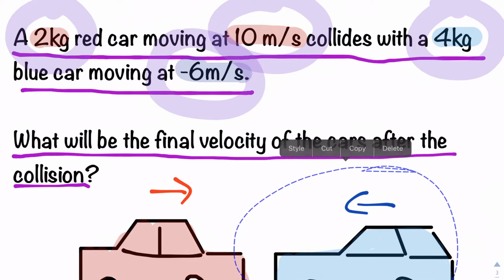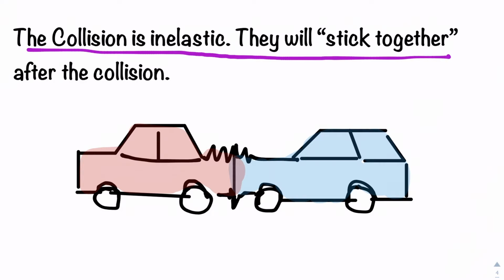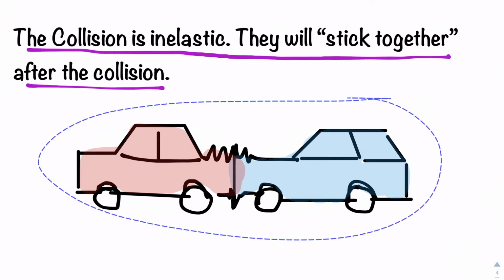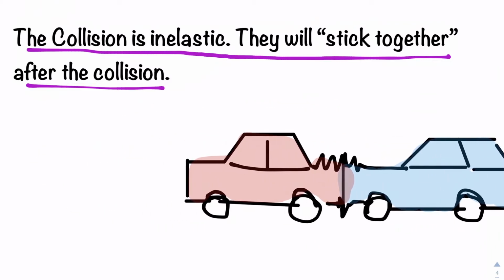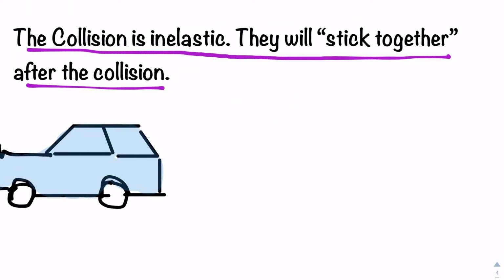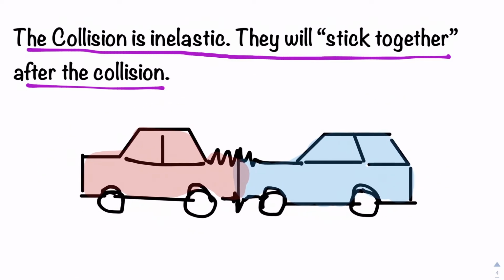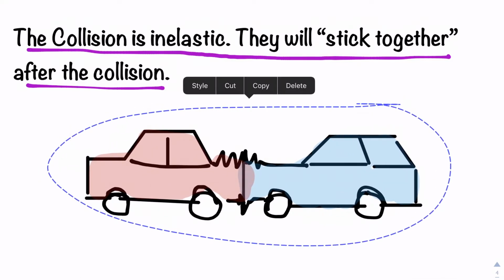One important thing: this collision is inelastic. That means that they will stick together after they collide. So if the red car had more momentum, they're going to collide and then move to the right. If the blue car has more momentum, they're going to collide and stick together and move to the left. If they both have the same momentum, they'll collide and they'll just stay still. They'll come to a complete stop.